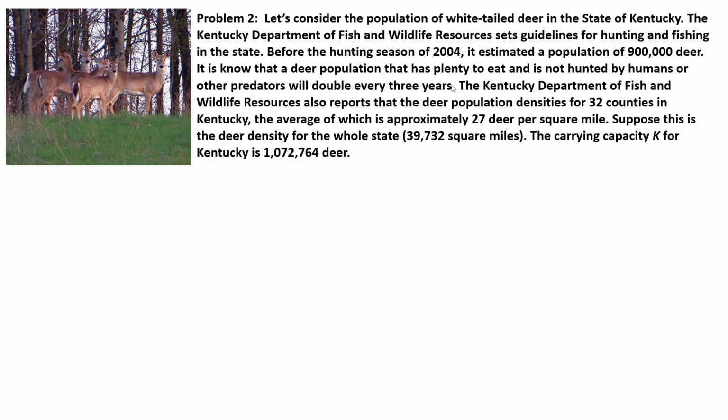If the deer population has plenty to eat and is not hunted by humans or other predators, it will double every 3 years. Okay, so that's from research. That probably would not be hard to demonstrate, but okay.